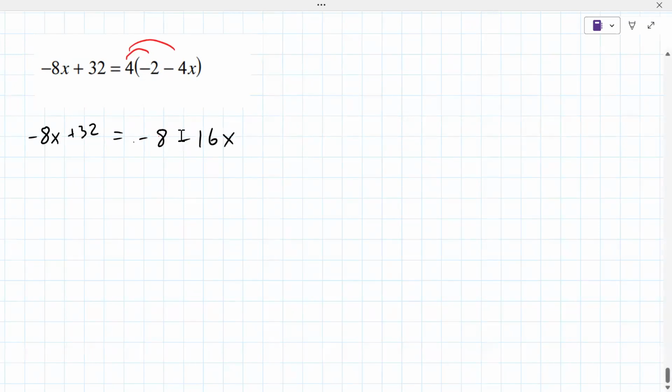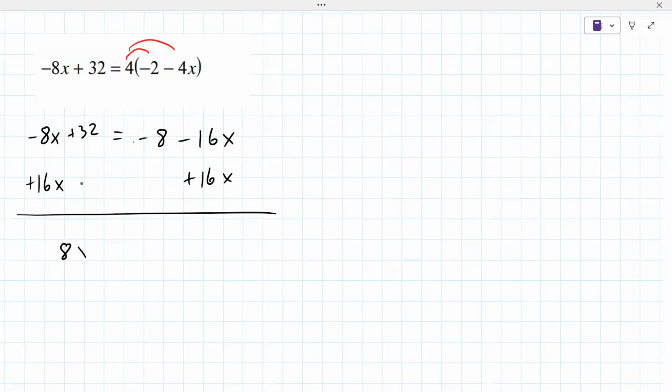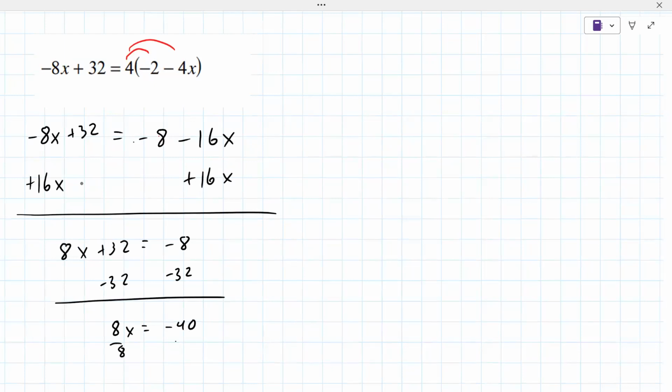And so from here, we're going to move the smaller to the larger. So we're going to add 16x to both sides. And that's 8x plus 32 equals negative 8. Subtract 32 from both sides. 8x equals minus 40. Divide by 8, divide by 8. X equals minus 5.